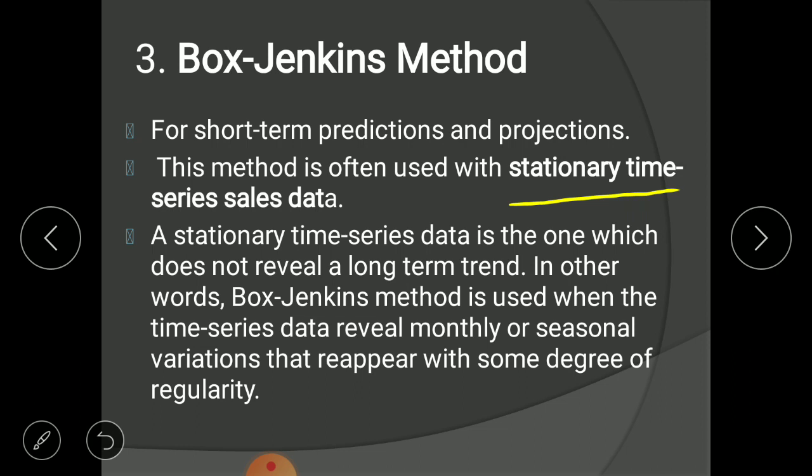See, whatever sales are there in the past, we are using the same data like in the graphical method. But the difference in this Box-Jenkins method is that in the earlier method we used to predict on a yearly basis, but here we predict on a monthly basis. That is what is written here: data reveals monthly or seasonal variations. So for short-term prediction, the Box-Jenkins method is useful. Then how to use this method? It is used accordingly, like the graphical method only.